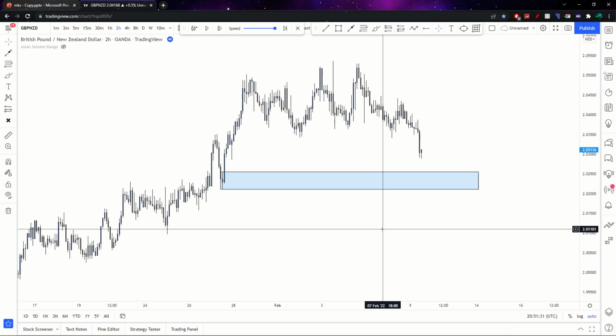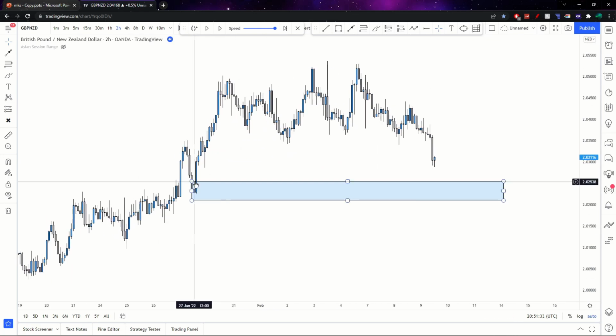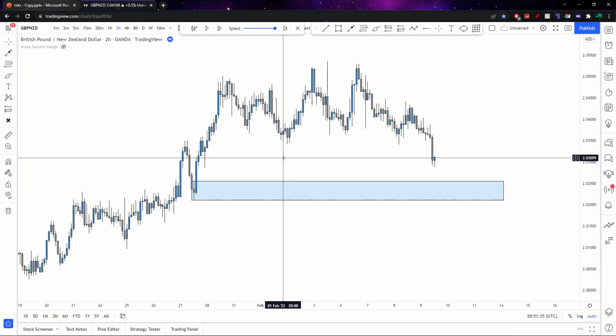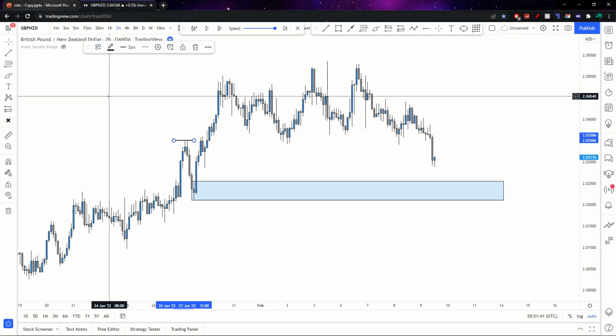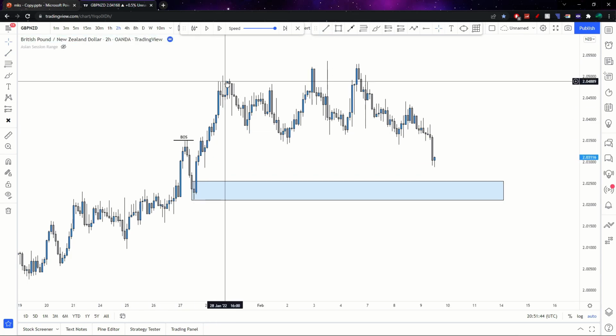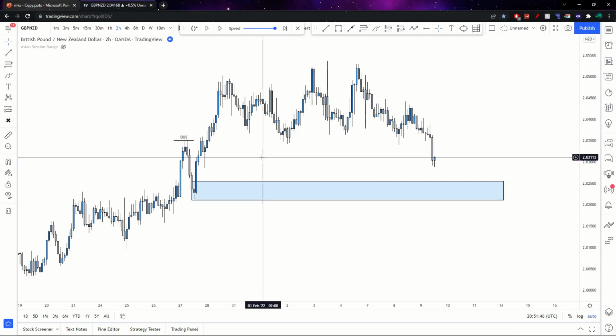Now let's move on to the order block itself, right? So we've got this 2-hour demand zone, and now let's just run through the rules. So first of all, is there a break of structure? Yes, there is. This previous high, which is what we look for, has been broken by price right after this order block was created. So there's clearly a break of structure.